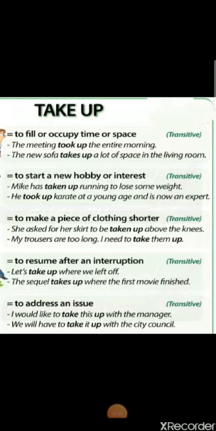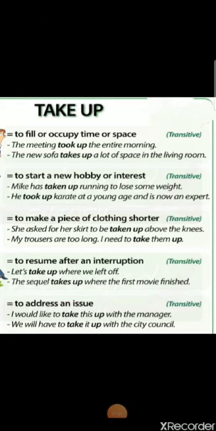Mike has taken up running to lose some weight. He took up karate at a young age and is now an expert. What is the meaning of expert? He is very good at it. He is an expert in it. So here she took up sailing as a way to become more confident. She started a new hobby of sailing.